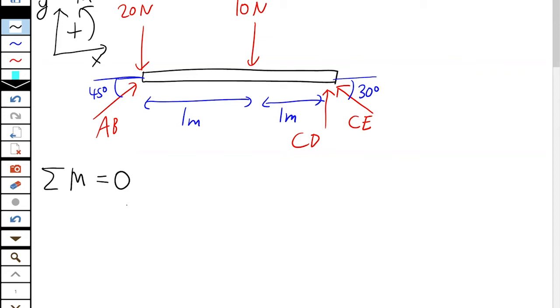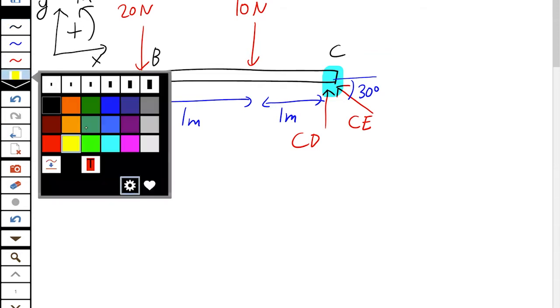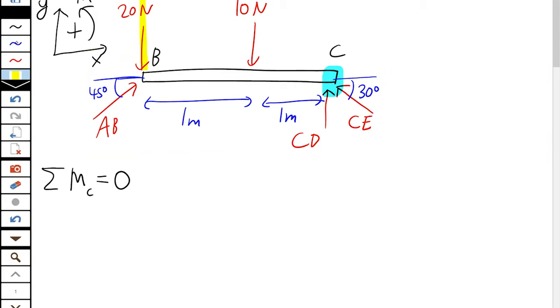What pivot point do we choose? We choose the pivot point with the most unknowns, which we see as point C here. B has only one unknown, but C has two. So we take the sum of all the moments around C is 0. So let's go through those. First, we have 20 newtons, a perpendicular distance of 2 meters from C, and we can see that's turning counterclockwise around C, which is positive.